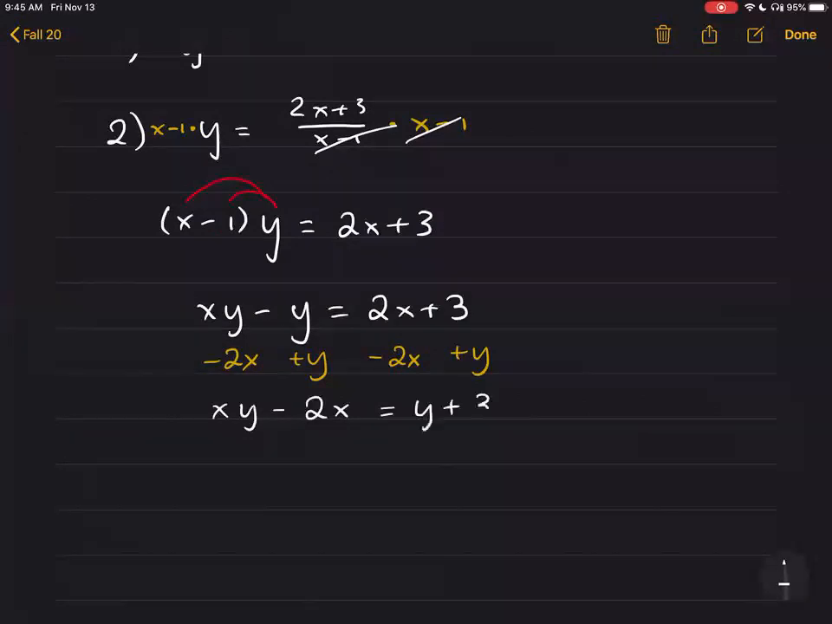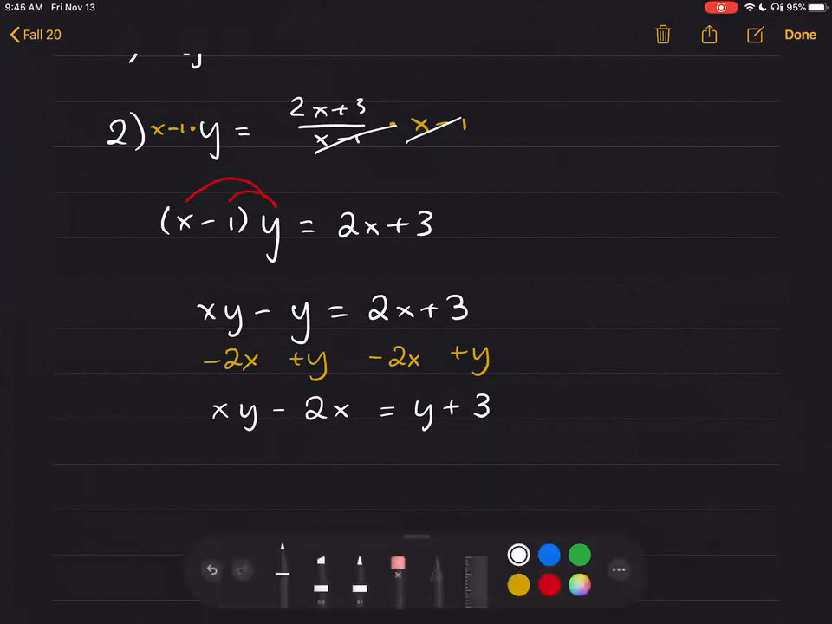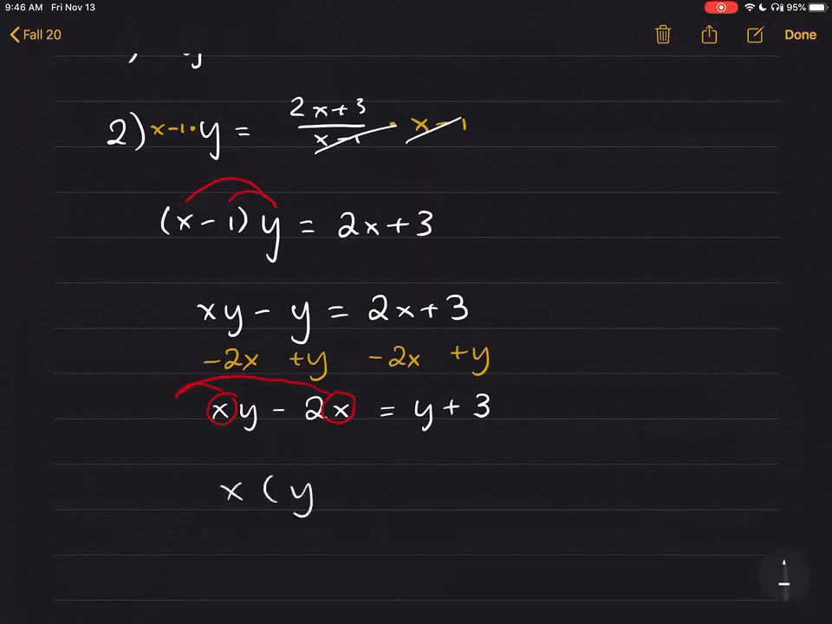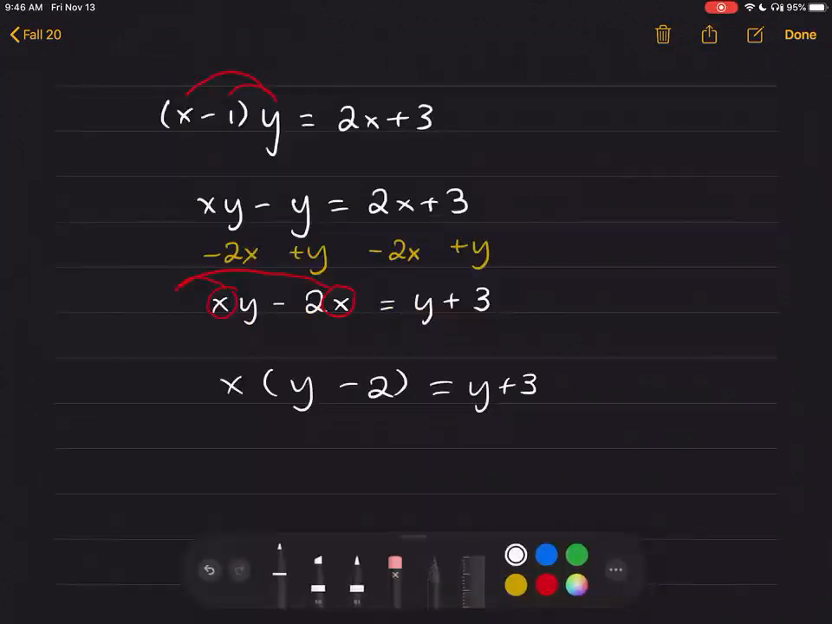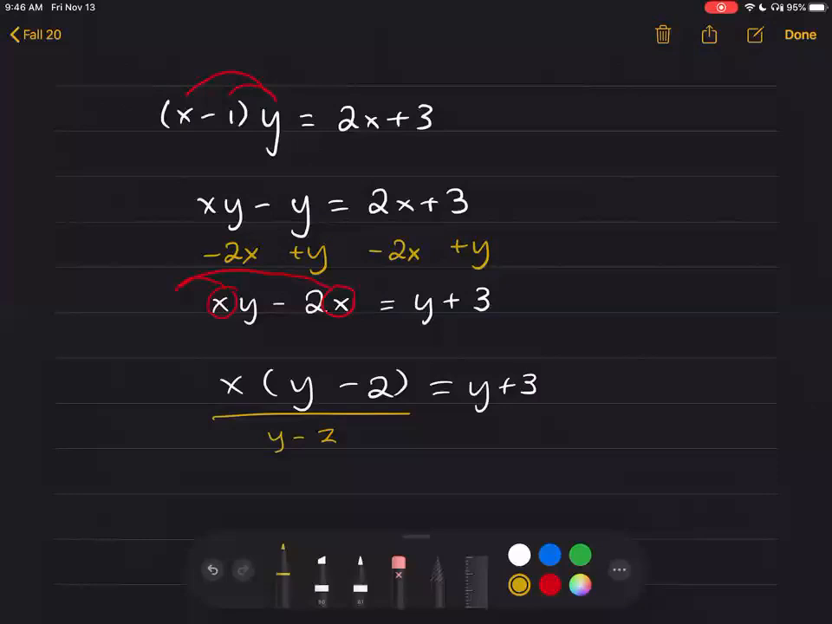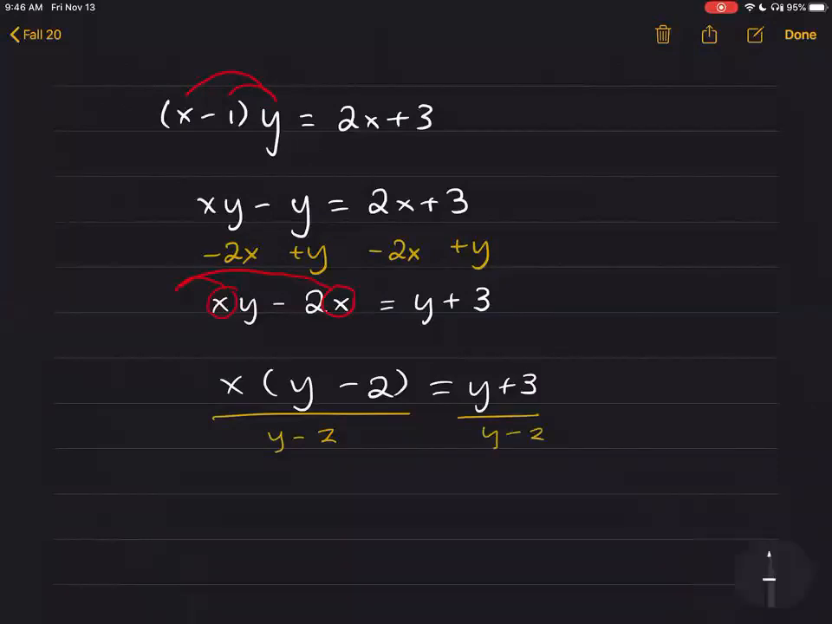And so what that gets you is xy minus 2x equals y plus 3. And the reason I wanted to do that is now all the x terms are on one side together, and all the terms that don't have an x in them are on the other side, which means that I can take these x's, because they're in every term, and I can pull them out. So now you get x times (y - 2) equals y plus 3. And now I'm going to divide both sides by y minus 2. So we get x equals, because these cancel, (y + 3)/(y - 2). And thus we've solved for x.